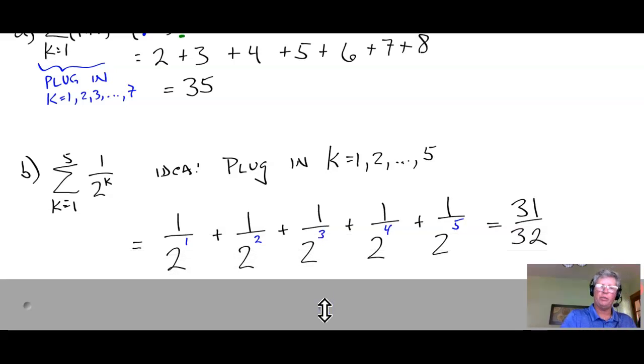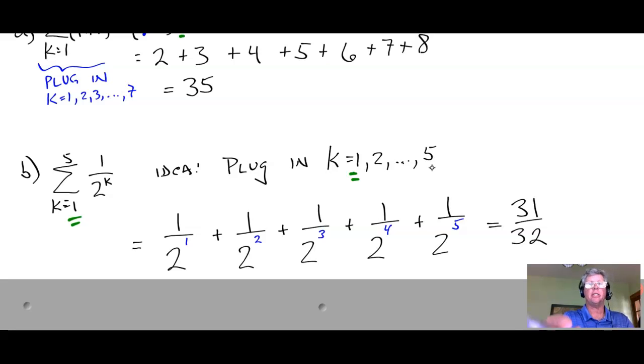I hope the blue has kind of shown you what I'm thinking about as I write each term. That's the k value starting from the lowest and going to the highest. So 1 is usually the starting point, but I'm just saying k will start there and it'll go to the last value. I added those up in my head. I think it's 31/32. I hope it is.